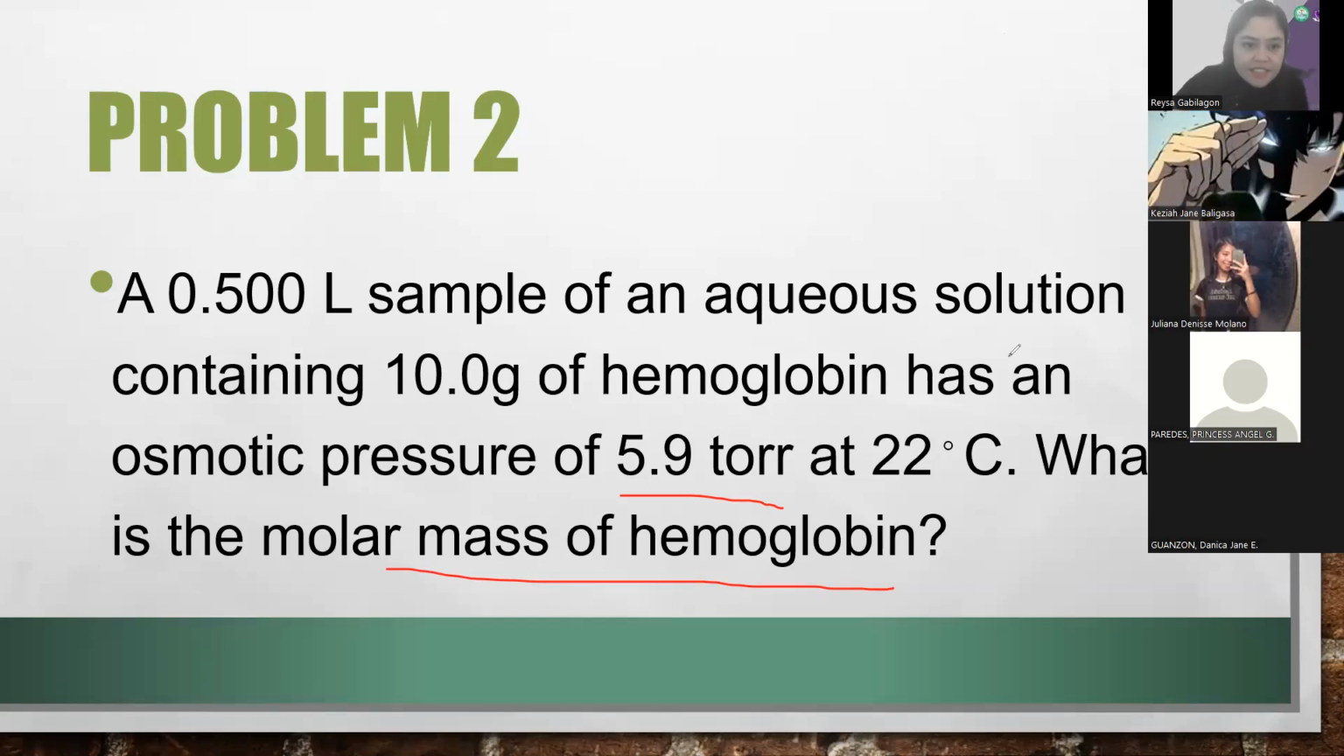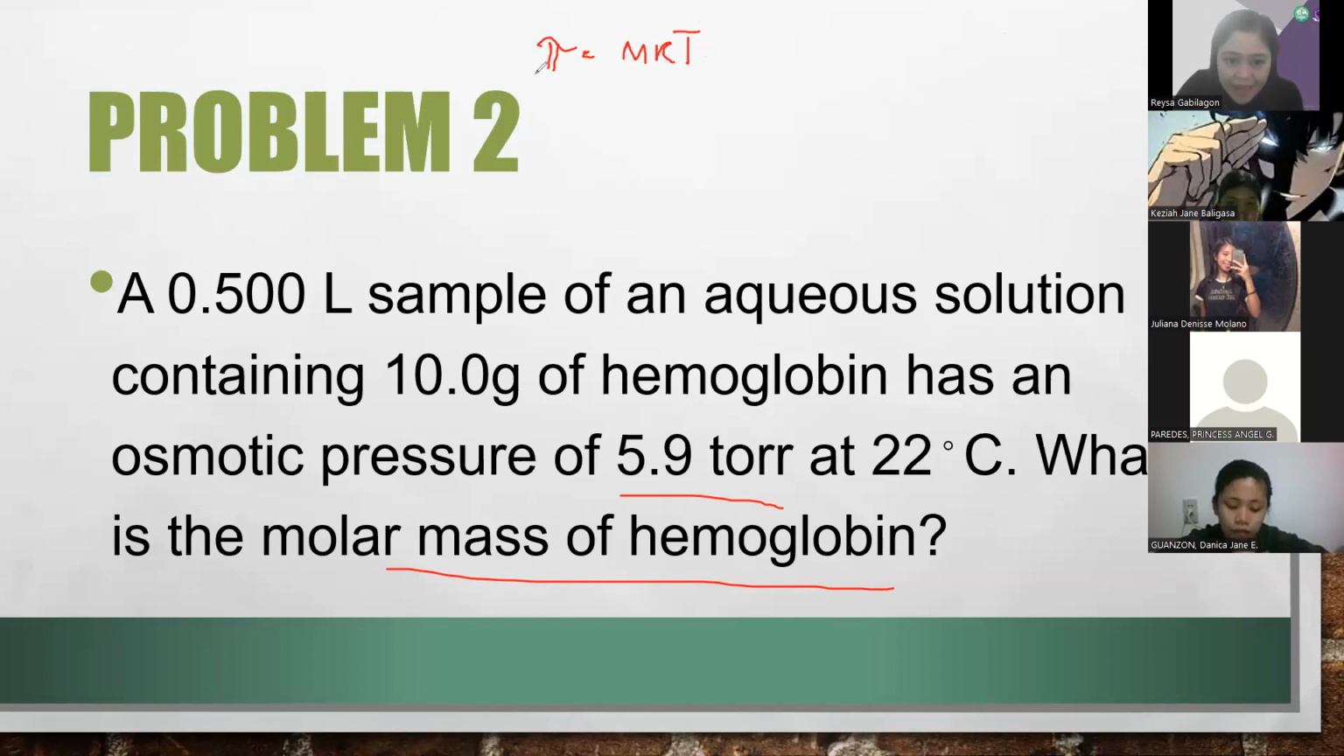Okay, let's answer this. Again, what we are looking for here is the molar mass of the hemoglobin. And all the other things are actually given. So you have to start with the original formula of osmotic pressure. Pi is equal to MRT. Pi is given in the problem, that is 5.9 torr. You have to convert that since our unit for the R is 0.08205 liter ATM. So, hindi ka makaka-cancel ng unit kung hindi sila magkapareho.